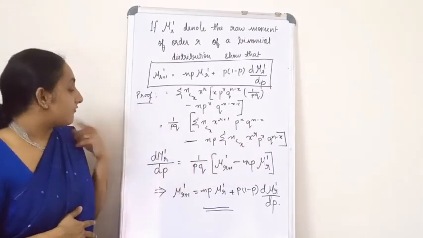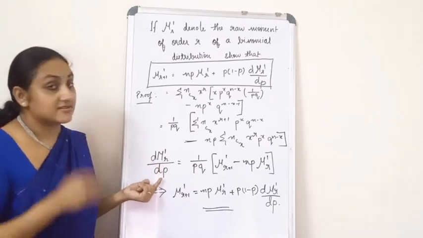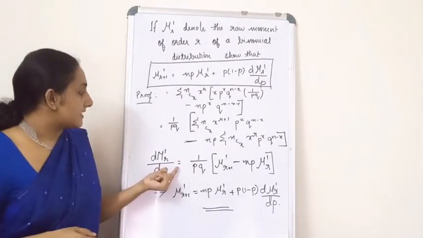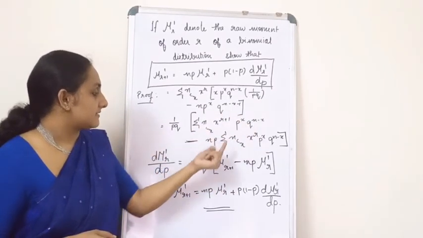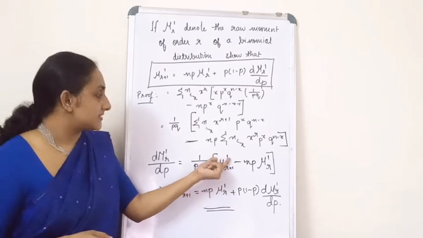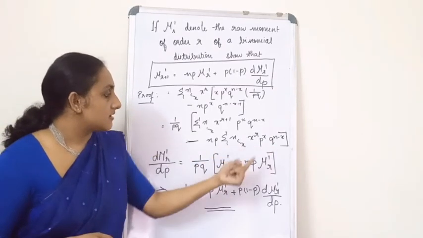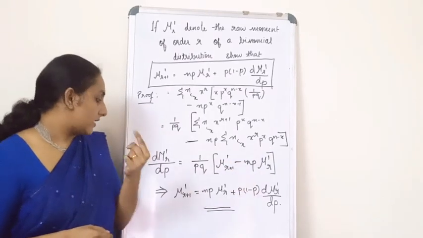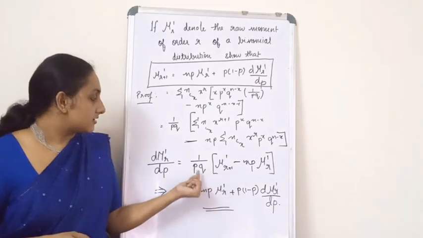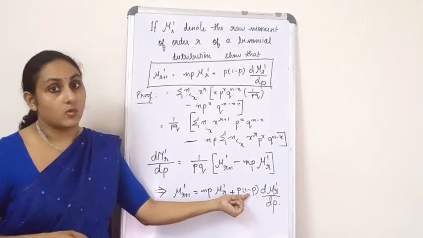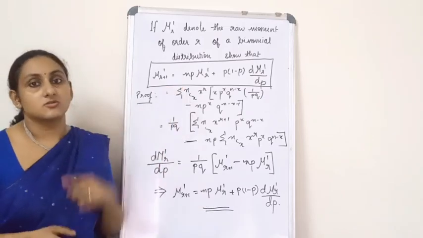Now from where did we start? We started from differentiating mu r dash with respect to p, right? So I get it as 1 by pq, and what is this term? Yes, it is nothing but mu r plus 1 dash minus np, and what is this term? Mu r dash. Okay, so when I rearrange this whole thing, you will get this. Now here your q will become 1 minus p. So that is what you were asked to show.